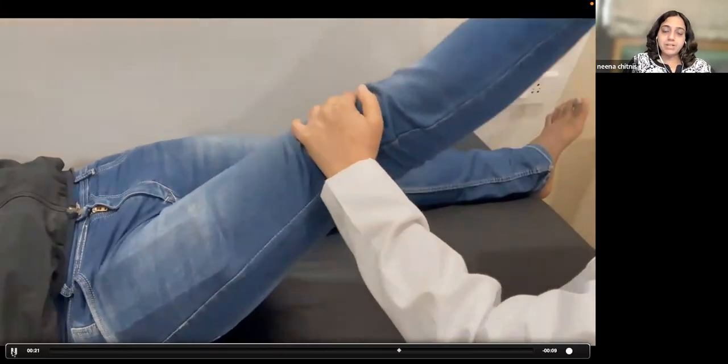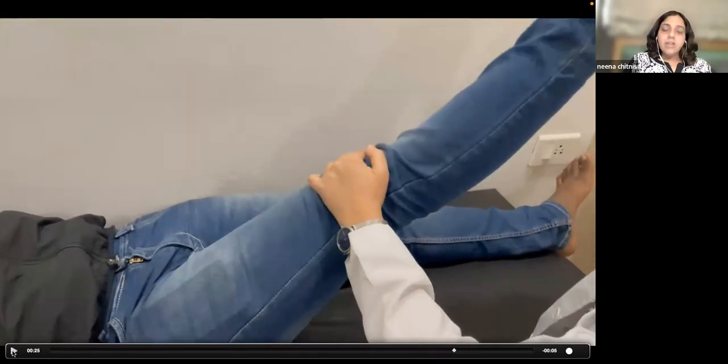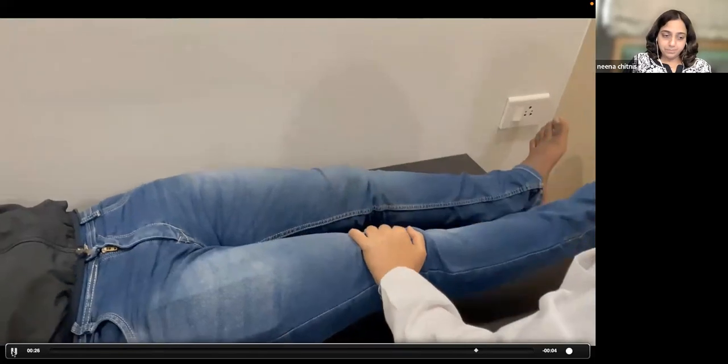Keep the knee extended and flex the hip. Whenever there is pain in the buttocks between 30 to 70 degrees, it is suggestive of involvement of the disc. If the pain is beyond 70 degrees, it may be due to the hip joint or the straight leg raising test.